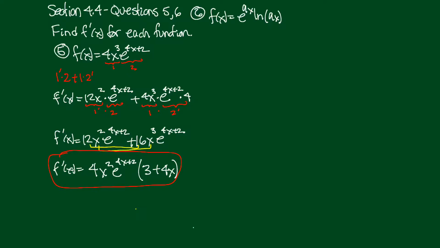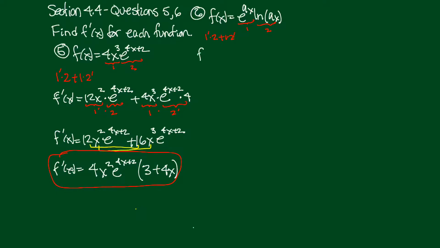Oh, this number 6 looks nice, right? e to the 9x, natural log of 9x. So we've got exponentials and logs together. But globally, I'm seeing a product. There's the first factor, there's the second. So I'm going to use the product rule, right? Derivative of the first times the second, plus the first times the derivative of the second.